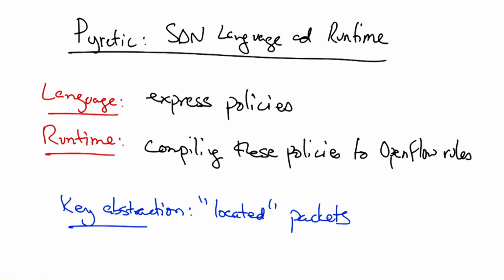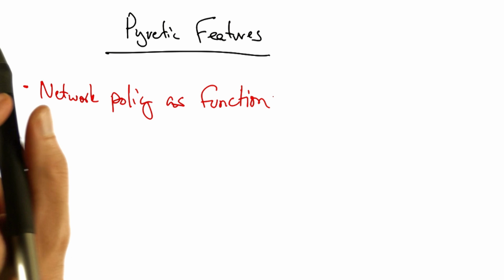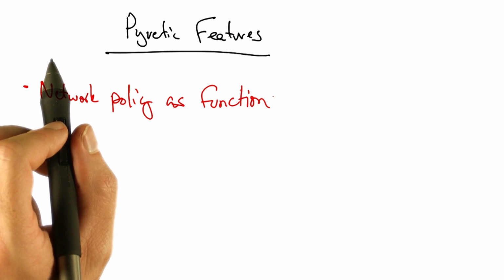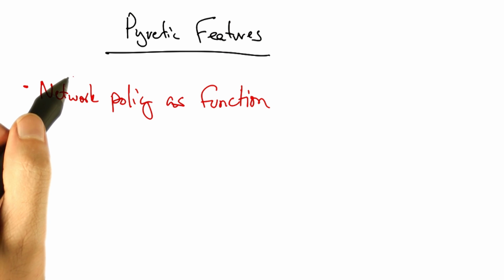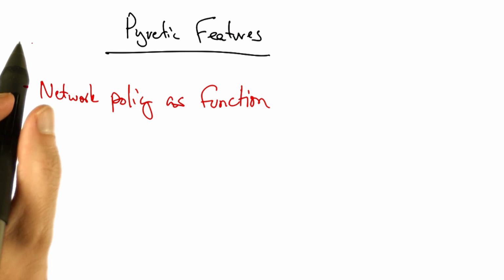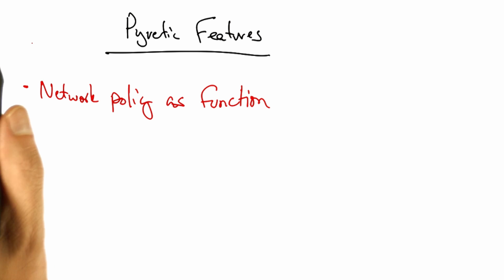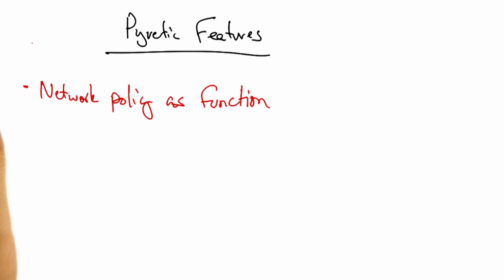One key abstraction in Pyretic is the notion of located packets, the idea that we can apply a policy based on a packet and its location in the network, such as the switch at which that packet is located, or the port on which that packet arrives. Pyretic offers several features. The first is the ability to take as input a packet and then return packets at different locations in the network. This effectively allows the implementation of network policy as a function that simply takes packets and returns other packets at different locations.